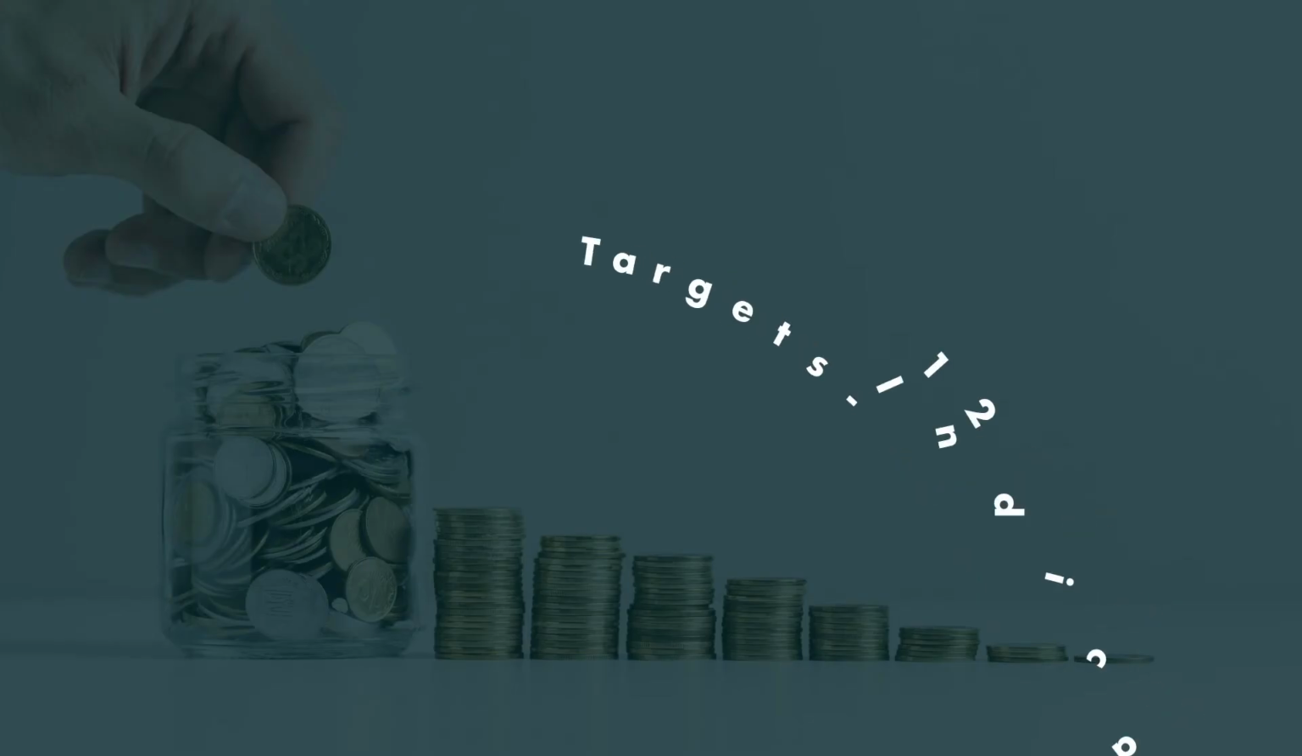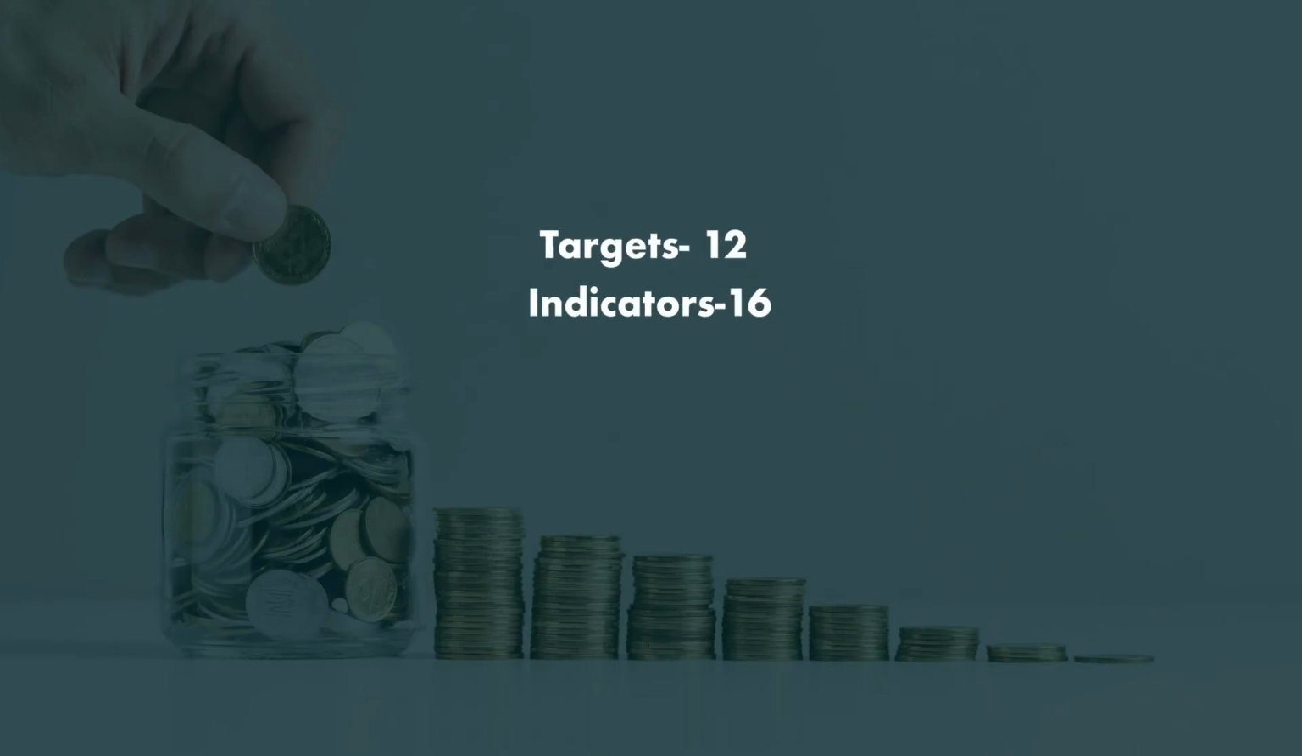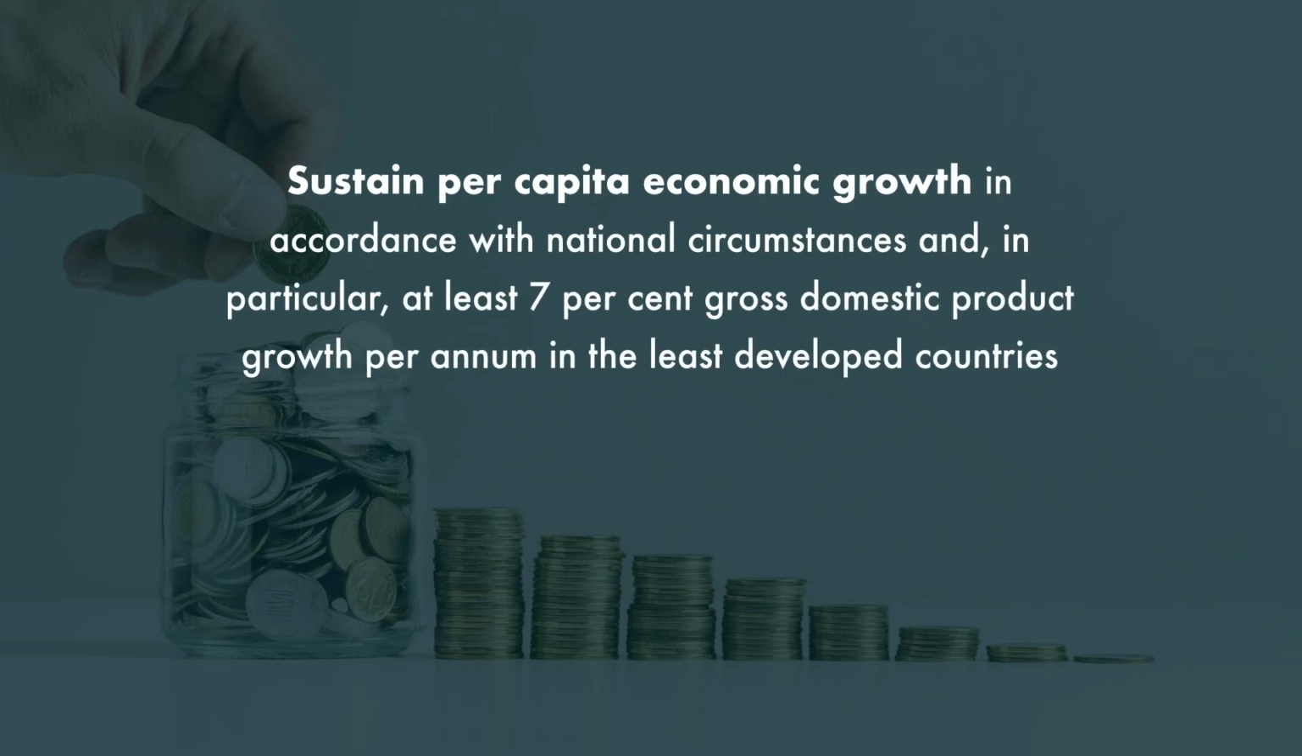Goal number 8, to promote sustained, inclusive and sustainable economic growth, full and productive employment and decent work for all, having 12 targets and 16 indicators. A few of the key targets are sustained per capita economic growth in accordance with national circumstances, and in particular, at least 7% gross domestic product growth per annum in the least developed countries.